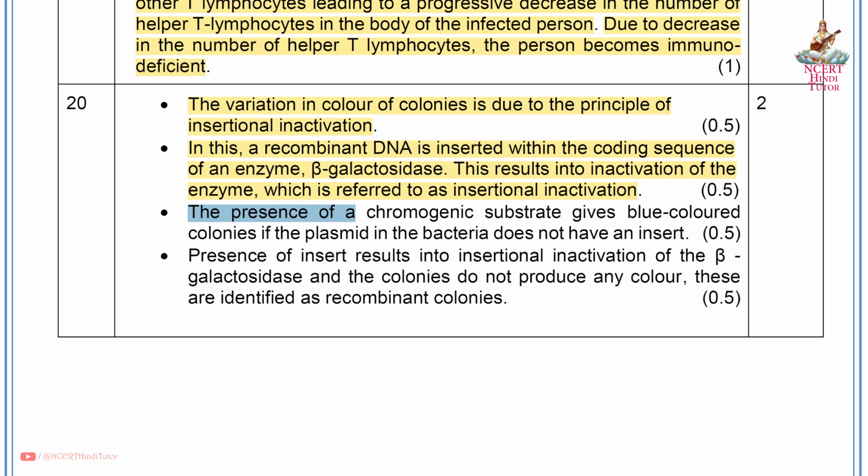The presence of a chromogenic substrate gives blue colored colonies if the plasmid in the bacteria does not have an insert. Presence of insert results in insertional inactivation of the beta galactosidase and the colonies do not produce any color. These are identified as recombinant colonies.